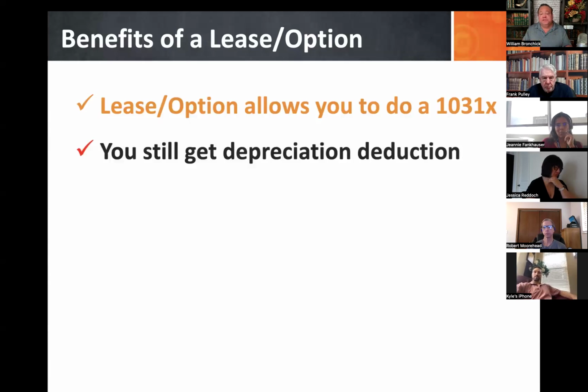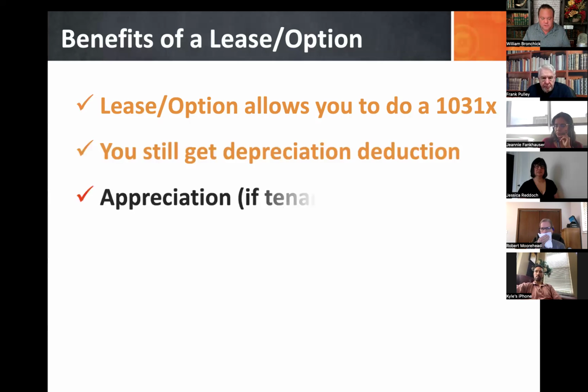The rest of it is taxed as you receive it over the term of the loan. You still get the depreciation deduction. So if you do a 3-year lease option, you're still depreciating the property as a landlord. Whereas once you sell it on a contract for deed, it's no longer yours for ownership purposes for the IRS, so you can't depreciate it.